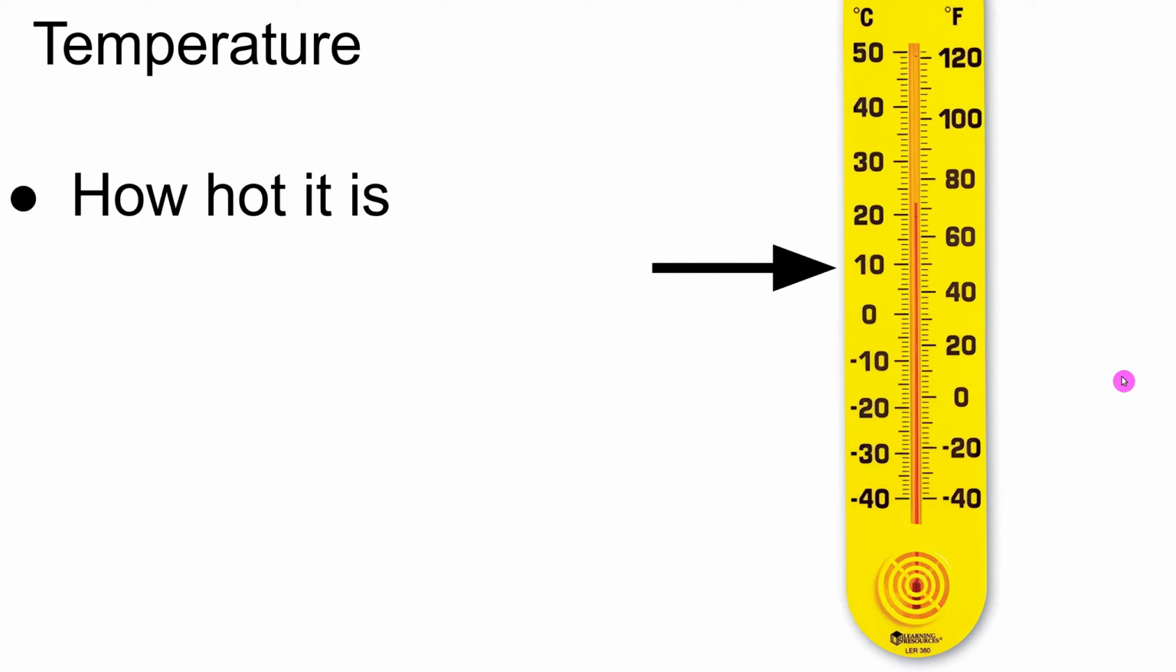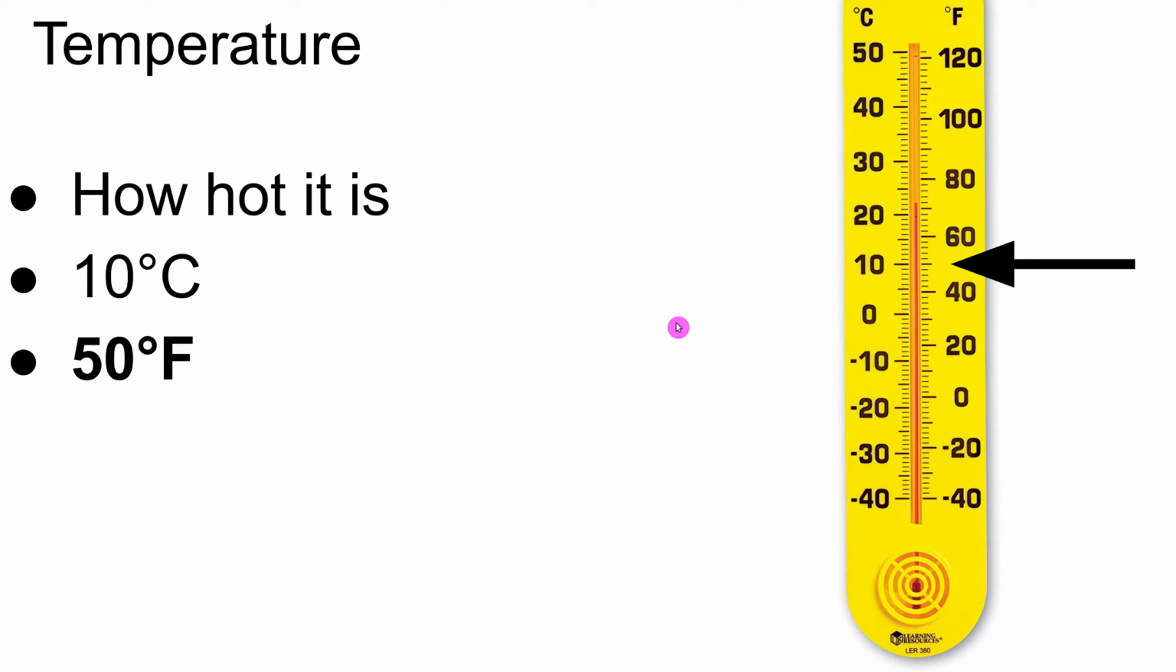So temperature, how hot it is, 10 degrees Celsius. This is the syntax for a temperature, the number, the degree symbol, and then the system. 10 degrees Celsius, that is a temperature. 50 degrees Fahrenheit is the equivalent temperature for 10 degrees Celsius. Again, it's the number, the degree symbol, and then the system. That's how you know it's a temperature.